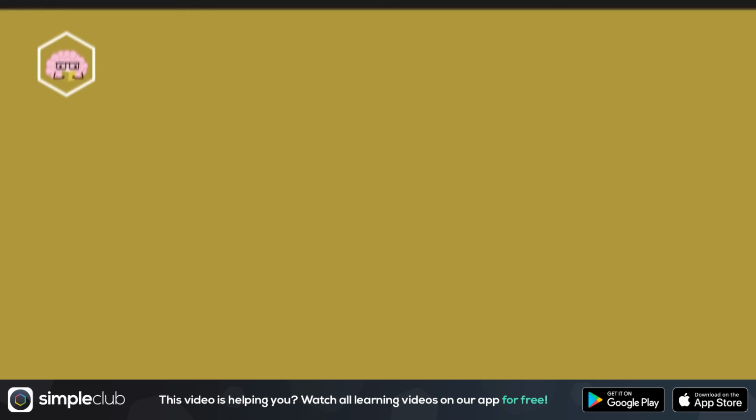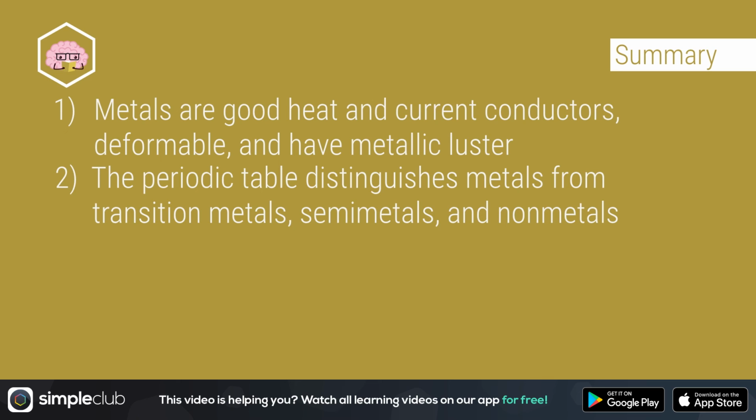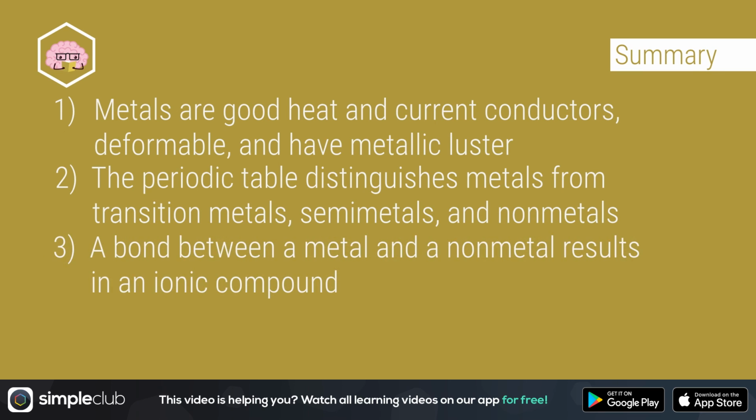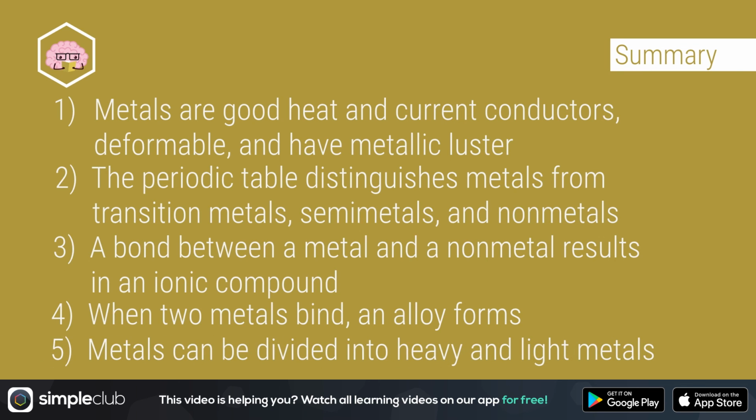What do you need to remember from today? Metals are good heat and current conductors, deformable, and have metallic luster. The periodic table distinguishes metals from transition metals, semimetals, and nonmetals. A bond between a metal and a non-metal results in an ionic compound. On the other hand, when two metals bind to form a compound, an alloy forms. From a density standpoint, metals can be divided into heavy and light metals. There are also noble and base metals.